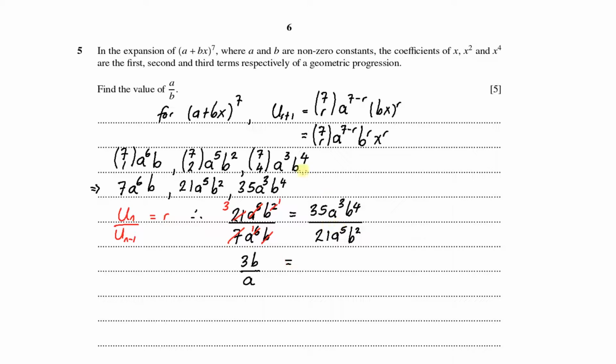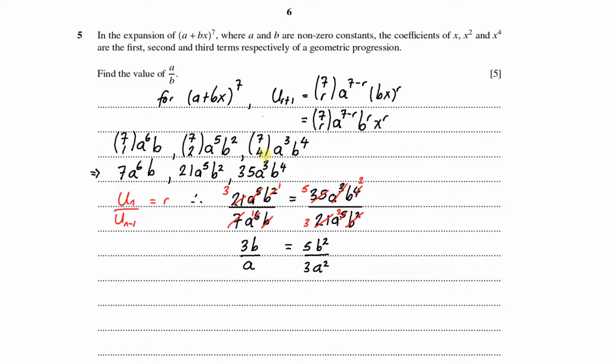And on the right side, we know that if we divide 7 into 21, we get 3, and 7 into 35, we get 5. Then a to the power 3 into a to the power 5, we get a to the power 2 at the bottom, and b to the power 2 into b to the power 4, we get b squared at the top. So what we'll be having is 5b to the power of 2, and that's going to be over 3a squared. So this is what we now have.